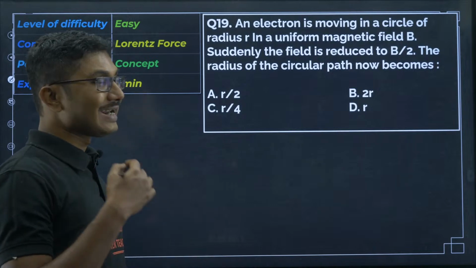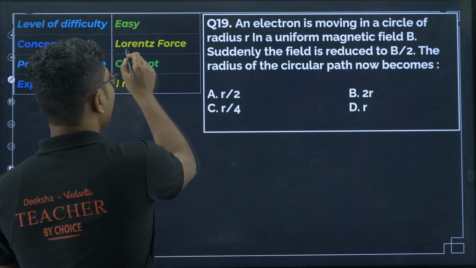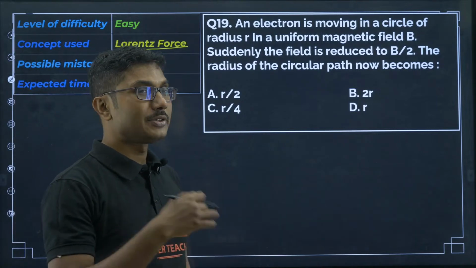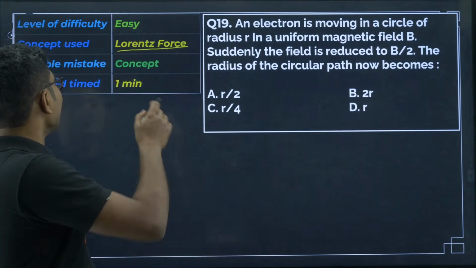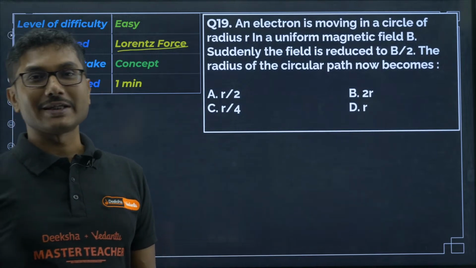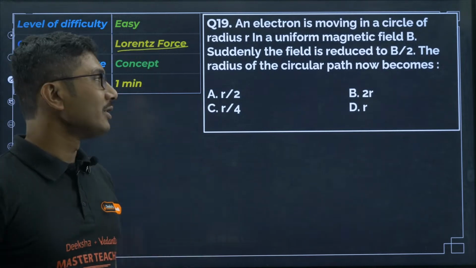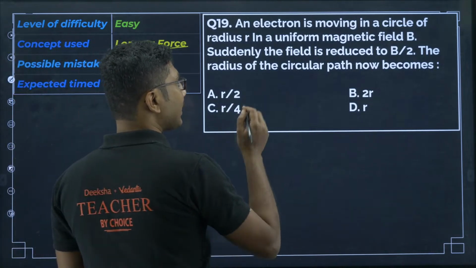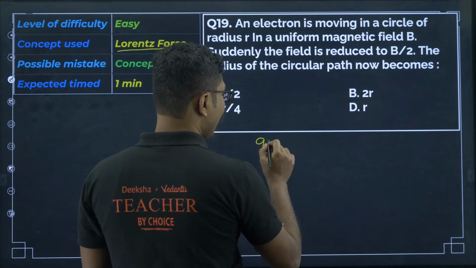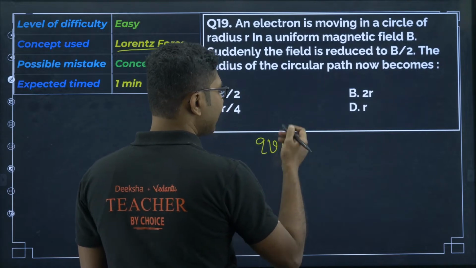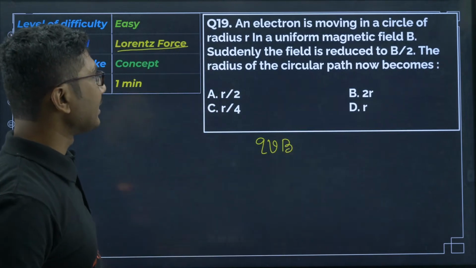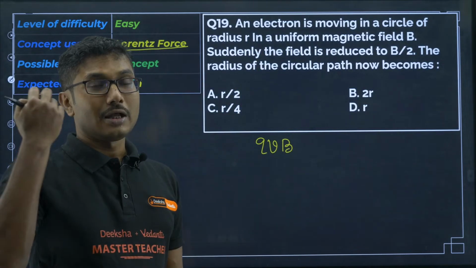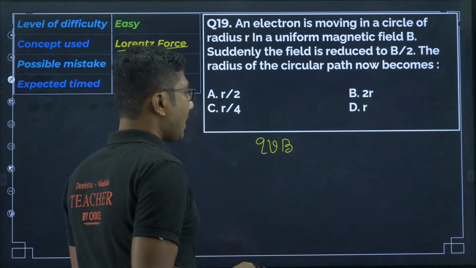I am giving you one hint that it depends on the Lorentz force. The problem is basically based on the Lorentz force. Whenever I say concept, it is basically to give you a hint how to solve this question. So what is Lorentz force? Lorentz force says that force acting is basically given by qvB sin theta. I am assuming they are perpendicular to each other. They are moving in a circle means obviously perpendicular. So sin theta is obviously 1, right?